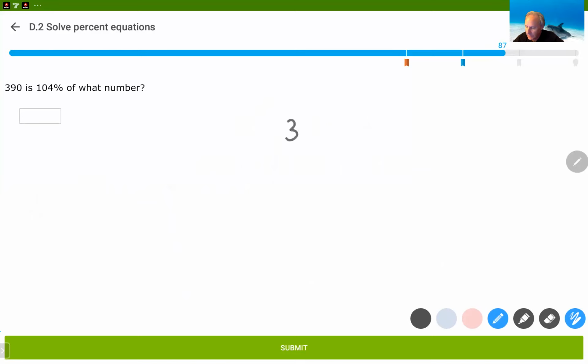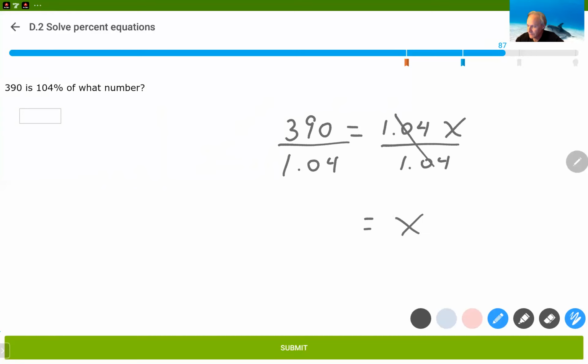390 is 104% of what number? I'm going to write it as a decimal and divide by 1.04. Again, darn calculator. I don't like to use it, but it just makes life so much easier. We could divide this by, can't divide by 4. It's just not working nicely. I'll divide it with the calculator. 390 divided by 1.04 is 375. Just isn't very nice. And does that make sense? That 390 is a little more than 375, and it is.